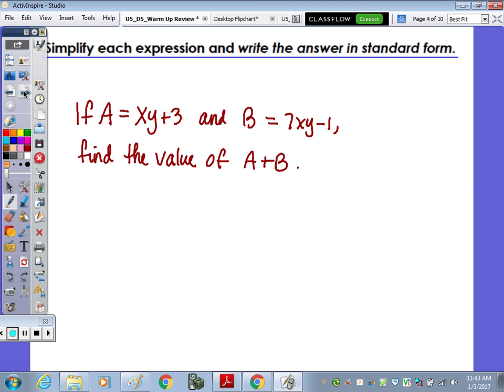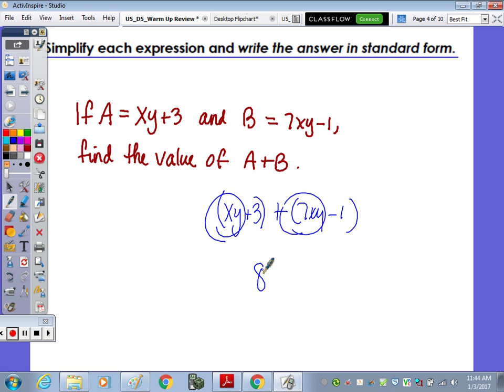Next one. If a equals xy plus 3 and b is equal to 7xy minus 1, find the value of a plus b. So if we add a, which is xy plus 3, to b, which is 7xy minus 1, combining like terms, xy and 7xy is 8xy, and positive 3 minus 1 is a positive 2.